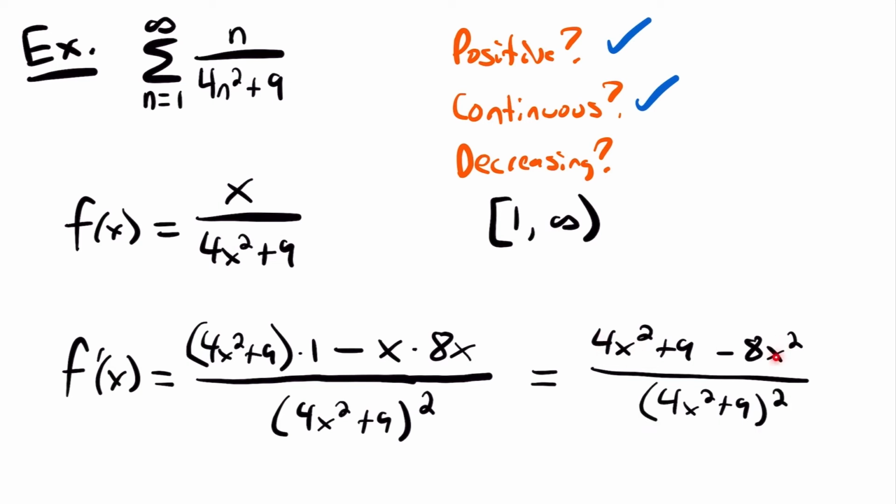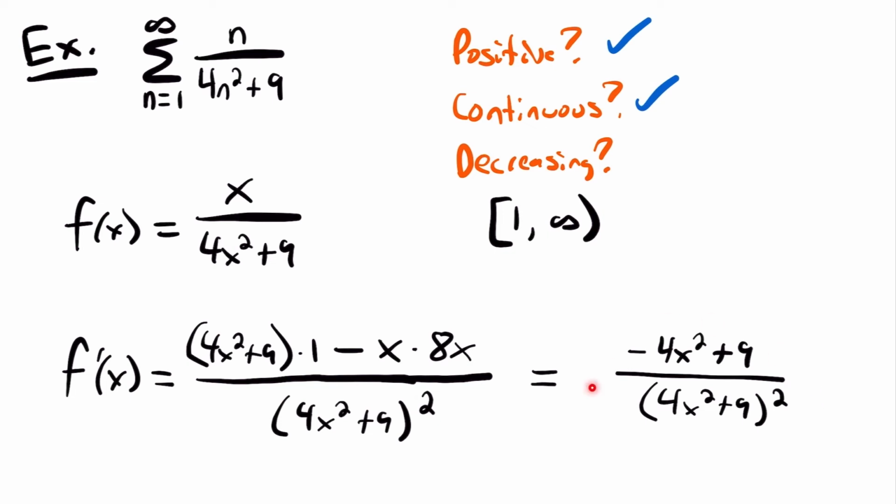Now we have two like terms in the numerator here, 4x squared and negative 8x squared. If we combine those, we will have negative 4x squared. So if I just rewrite this, we will have negative 4x squared plus 9. Okay, and that is going to be our first derivative.